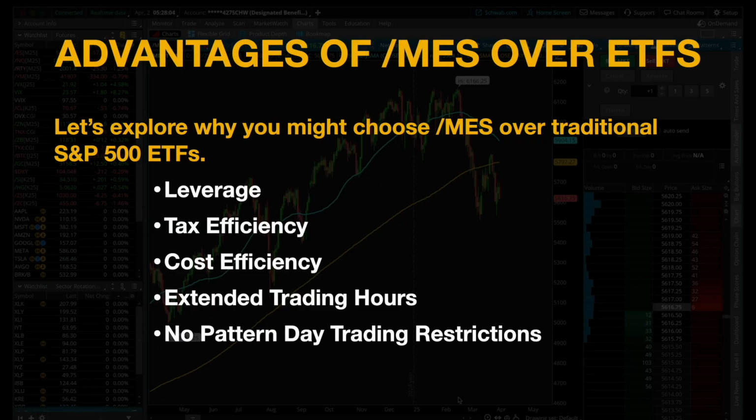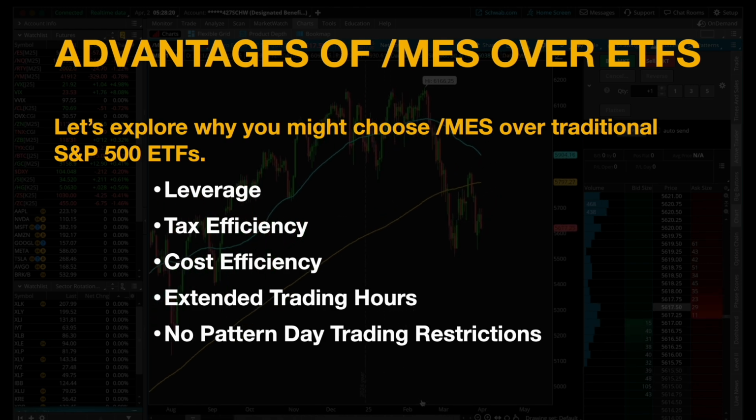Now let's explore why you might choose MES over traditional S&P 500 ETFs like SPY. First, futures contracts offer significantly more leverage. As we've seen, you can control approximately $28,000 of notional value with just $2,100 of margin. Next, tax efficiency. Futures contracts in the U.S. are taxed under the 60-40 rule, where 60% of gains are taxed as long-term capital gains and 40% is short-term. This can offer tax advantages compared to ETFs, especially for active traders.